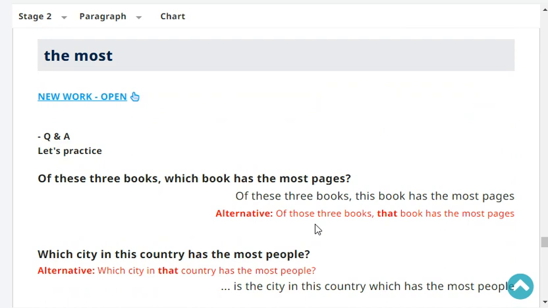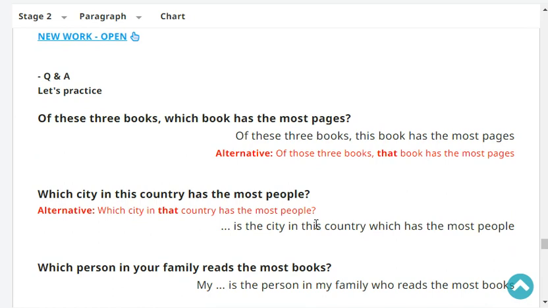Which city in your country has the most people? Tokyo is the city in my country which has the most people. Very good.